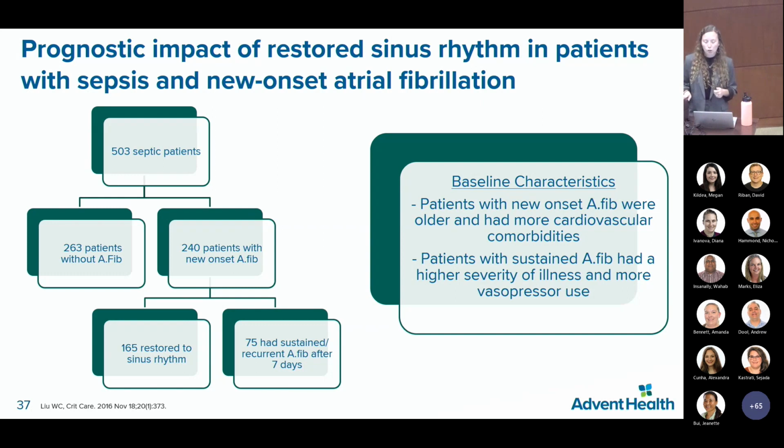The choice of treatment strategy was left up to the treating providers, but there was no significant difference in pharmacological therapy between groups. Patients who developed new onset AFib were significantly older and had more cardiovascular risk factors compared to the group who did not develop AFib. And patients that had the sustained and recurrent AFib required more vasopressor support and trended towards higher severity of illness when looking at APACHE II and SOFA scores between groups.